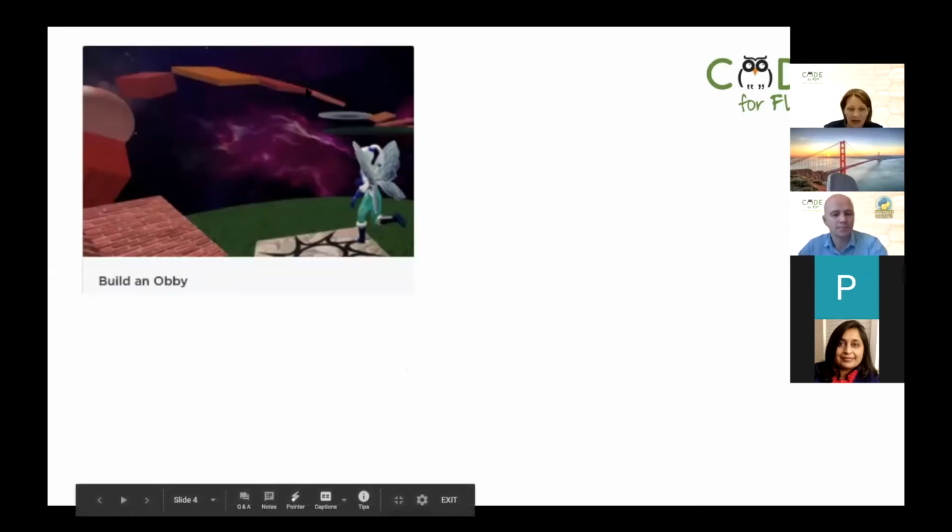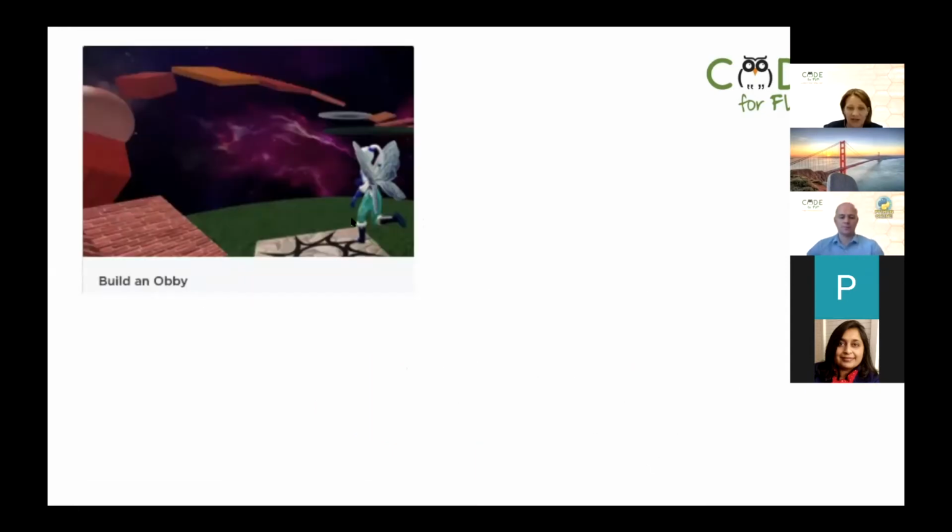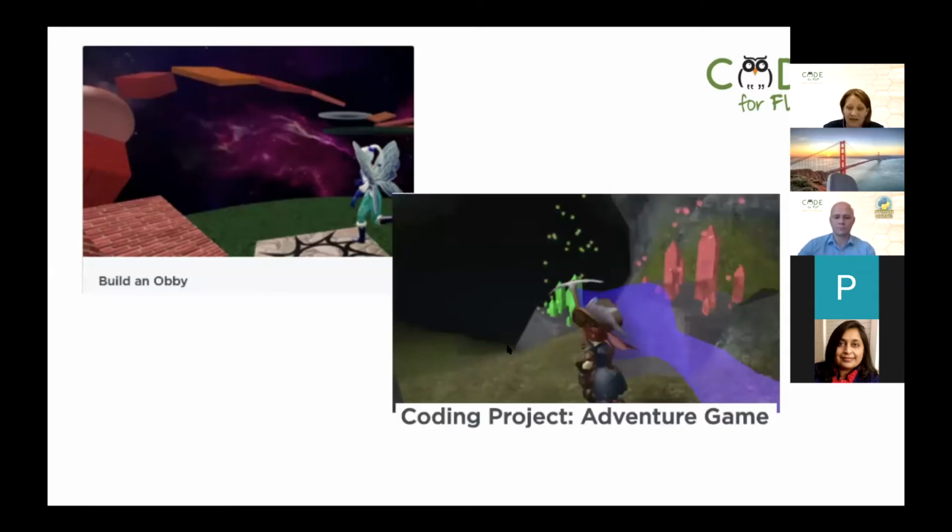So we will have different projects. The first project, and I'm going to demonstrate that in a bit, is going to build an obby. An obby is basically an obstacle course that your player has to try to get through. Then we are going to create some other projects. One of them is going to take us a few days. It's an adventure project where the first day we're just setting up the terrain and creating the map.